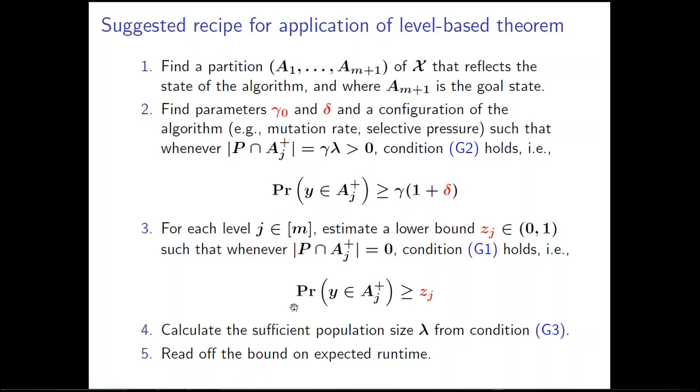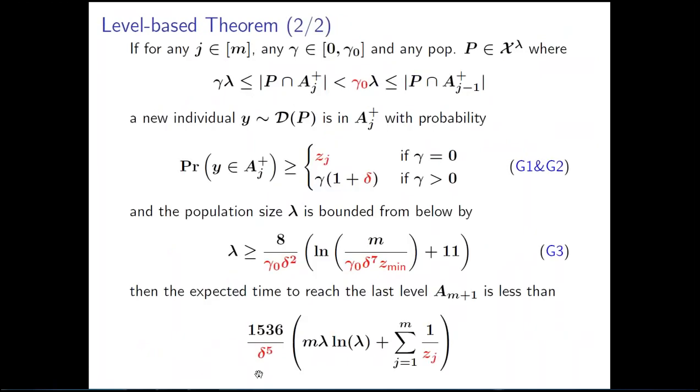The third step now is if you don't have any individuals at a high level, then you just need to find a probability that you will produce some better individuals. This is typically due to mutation or crossover, so due to the variation operators. So one question was in the beginning, if you have no variation, then typically you will not be able to satisfy this condition, sorry, the condition G1. Okay, once you've done steps 1, 2, 3, you have all of those parameters, and then you can now calculate how big the population size should be. And in the end, once you have picked the right population size, you can now read off the bound on expected runtime, which is this expression down here.